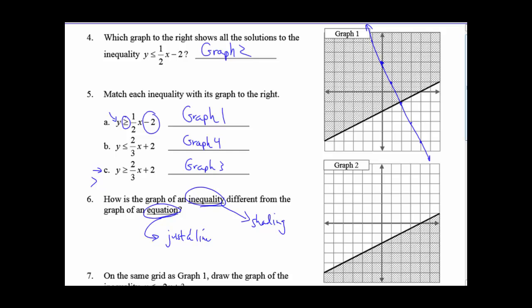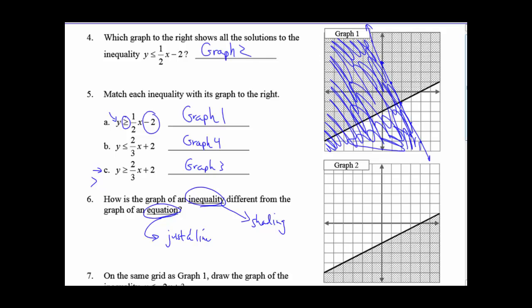Now to continue, remember we have the inequality, and for 7 we need to shade the regions that are less than or below the line. So we're going to shade all of this region that is below the line. So we get that graph.